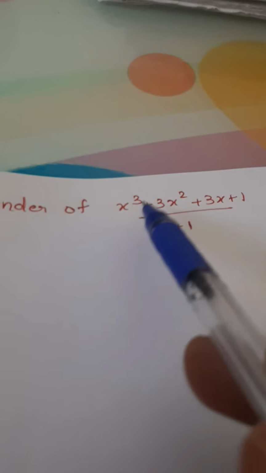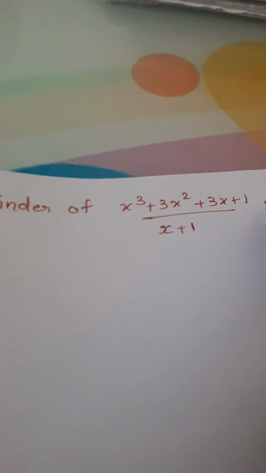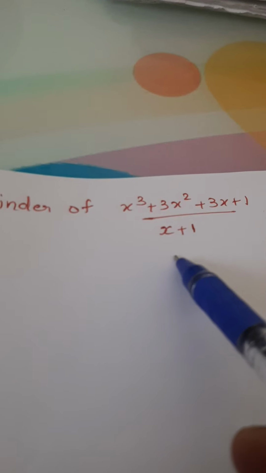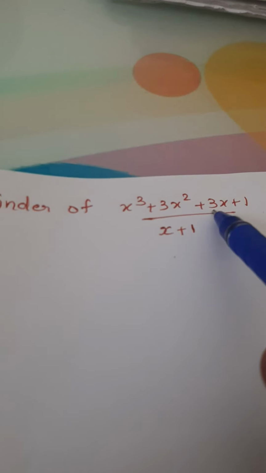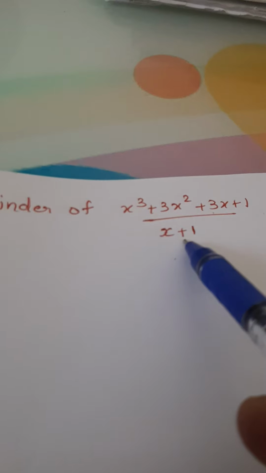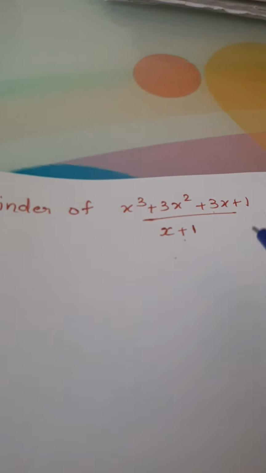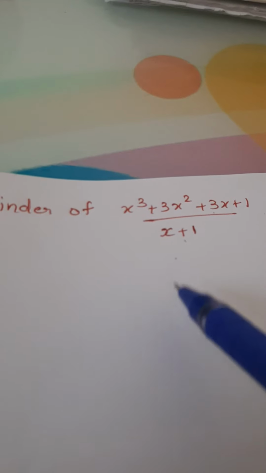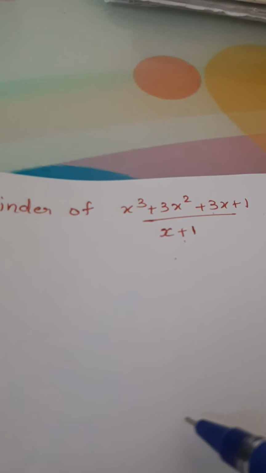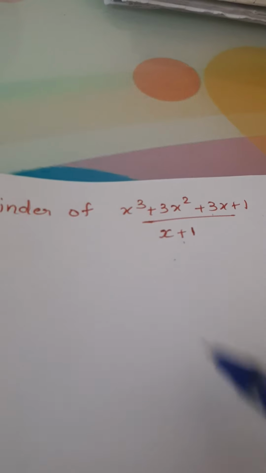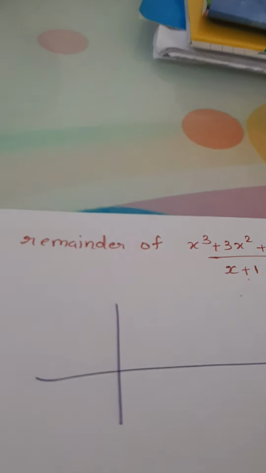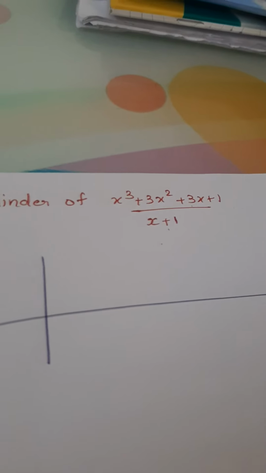Okay, I have taken another example here. x cube plus 3x square plus 3x plus 1 divided by x plus 1. So p of x is a cubic polynomial here, and the divisor is a linear polynomial. We'll first use either long division or the synthetic method to check what the remainder is, and then we will use the remainder theorem to see if the remainders are equal.